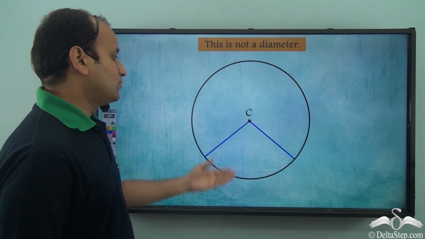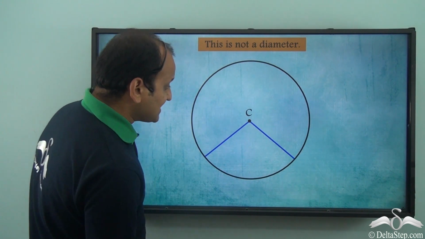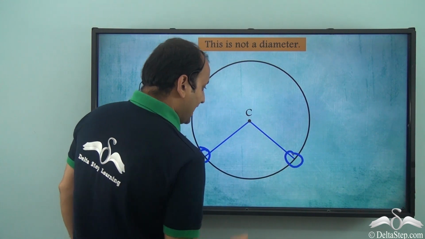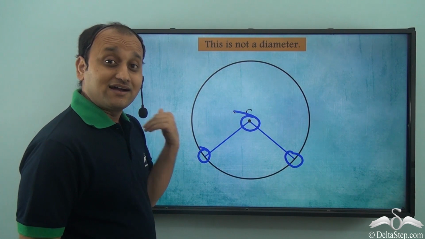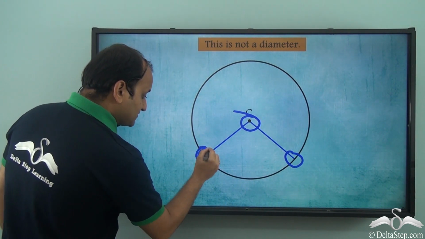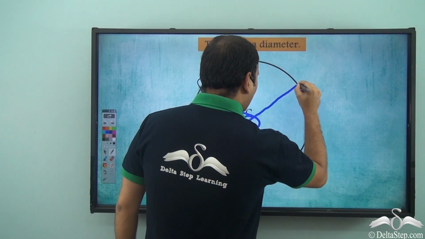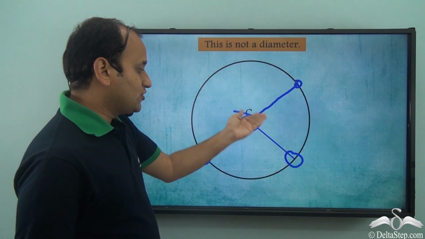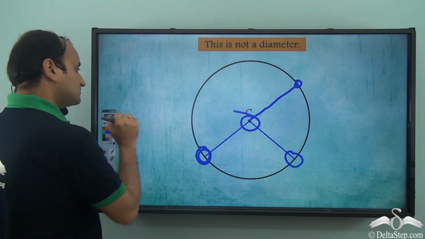Now what about this? Well, even in this case, this is not a diameter. Why do I say so? Because it definitely joins 2 points on the circle and passes through the center, but it is not a straight line. A diameter is always a straight line. So if we start from this point, it should go to a point exactly on the opposite side and it should give you a straight line. In this case, we are not getting that, and as a result, this is not a diameter.